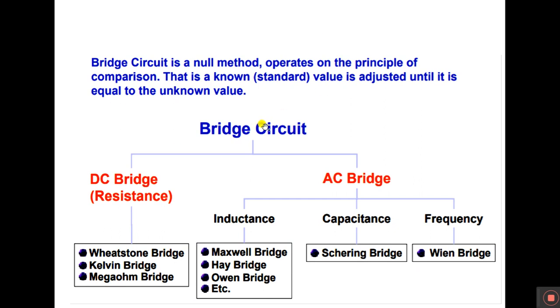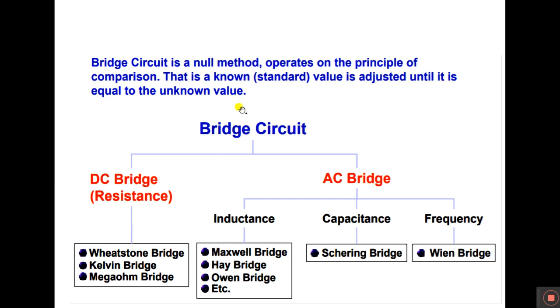So here in this unit, we are going to discuss the measurement of RLC. RLC means resistance, capacitance, inductance, and frequency also we are going to measure. For this type of measurement, we are going to use a bridge circuit. The bridge circuit is a null method, which operates on the principle of comparison, that is, a known standard value is adjusted until it is equal to the unknown value.